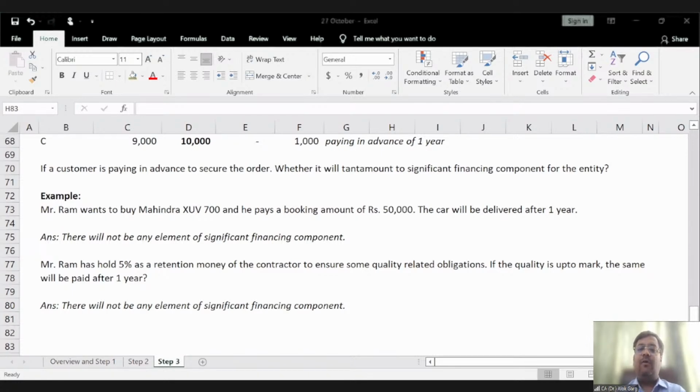Soham is asking, sir, if quality is not up to the mark, then will the entity reverse the revenue or treat it as a cost? For example, the 5% money has been retained. Okay. So the entity has recognized the 100% revenue as a transaction price. And tomorrow, if the quality is not up to mark, then what will happen? In that case, revenue is going to be reversed in the next year. Or you can say that if in the next year there is no revenue, you can even recognize it as a cost as well.